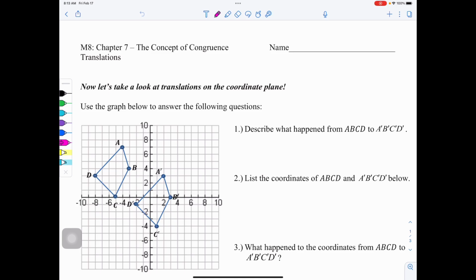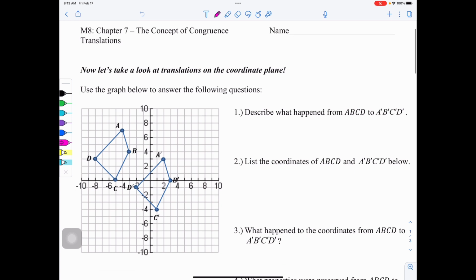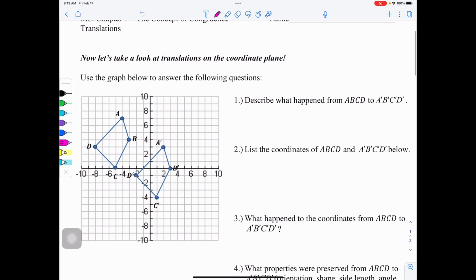In today's lesson, we're going to talk about translations. So it says, now let's take a look at translations on the coordinate plane. Similarly to what you did in your previous lesson, you are going to be doing an investigation. So it says, use the graph below to answer the following questions.